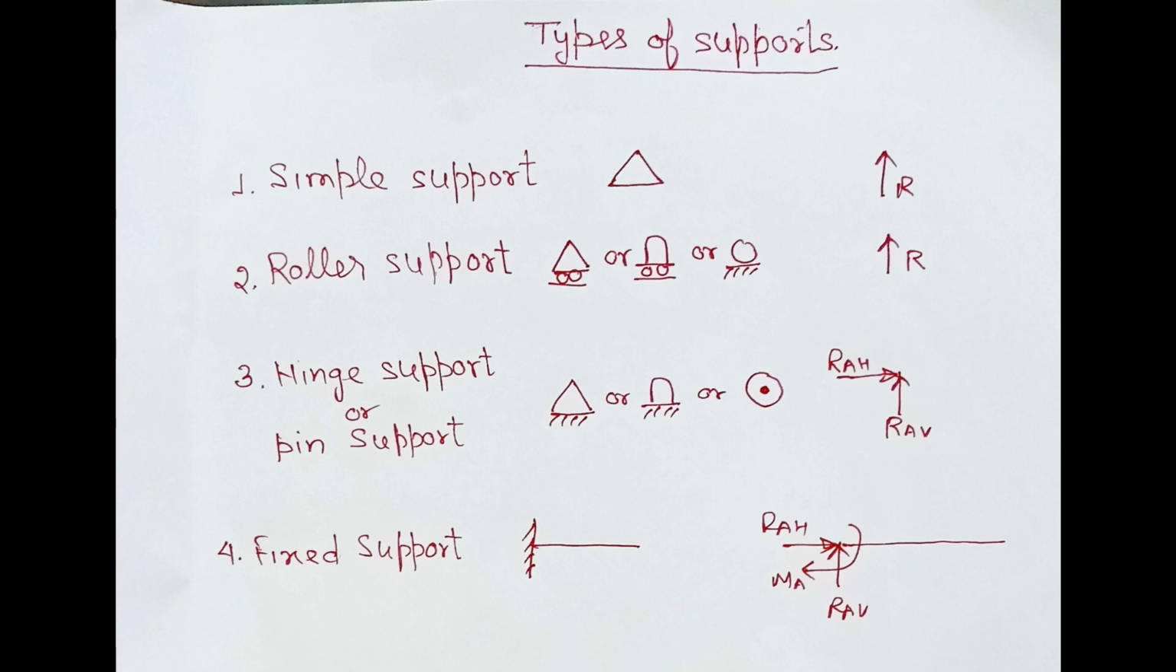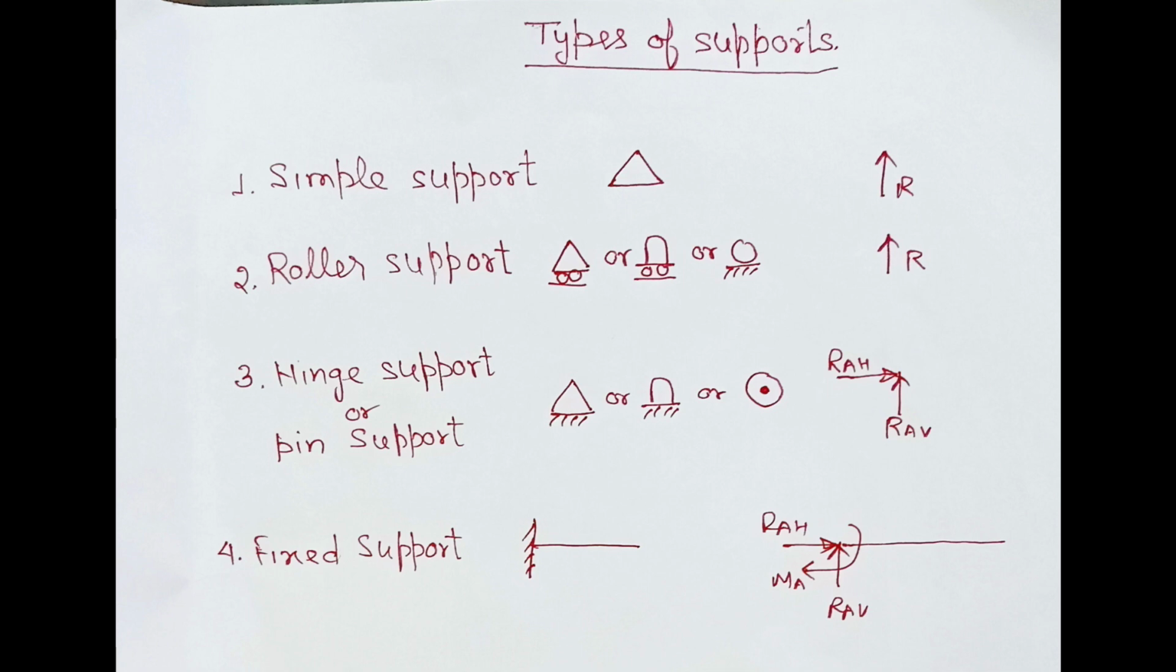So guys, today we are going to discuss various types of supports and types of loads. See, whenever we define a beam, we can say a beam is a structural member which is supported at some points and which bears the load. Now these supports and loads may be of different types. There are total 4 types of supports: simple support, roller support, hinge support and fixed support.